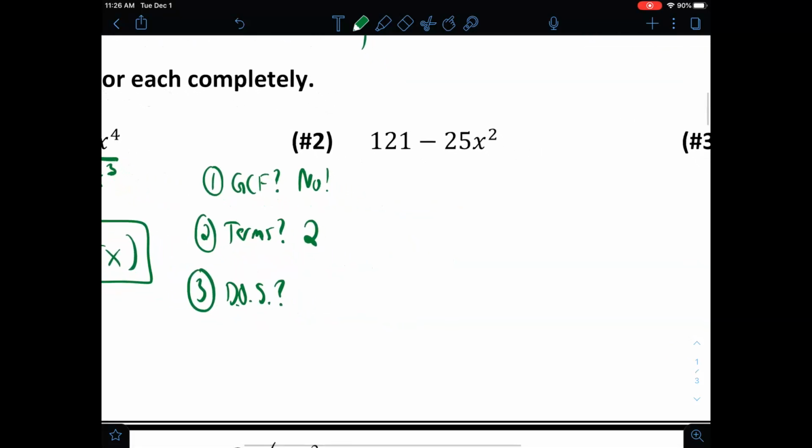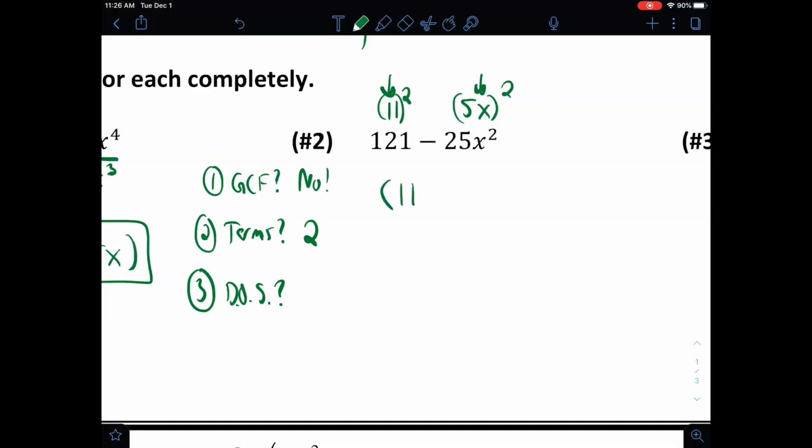So is it a difference of squares? Well, for it to be a difference of squares, we need perfect squares for the first term and the last term. Is 121 a perfect square? What times what is 121? That's the same number. This is 11 squared, isn't it? What about 25x squared? What can we multiply by? What times itself is 25? Well, we got 5, and then x times x is going to be 25x squared, right?